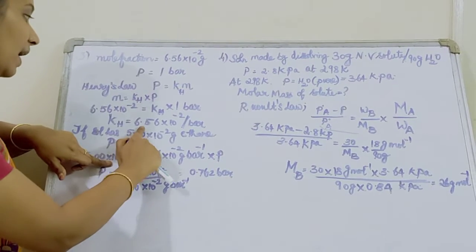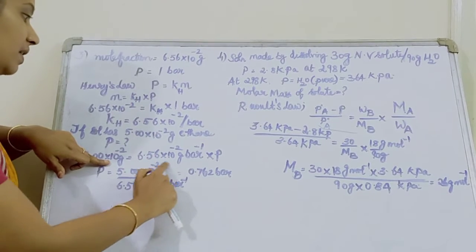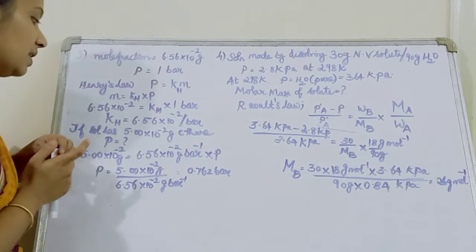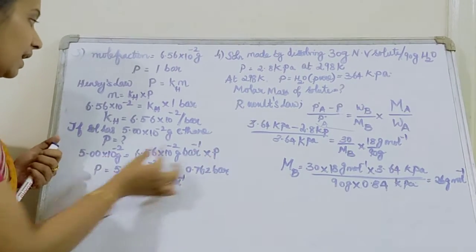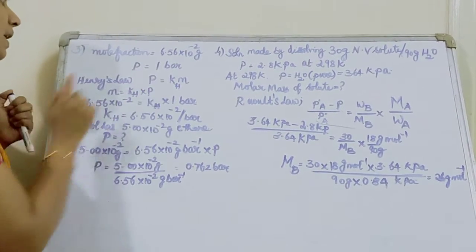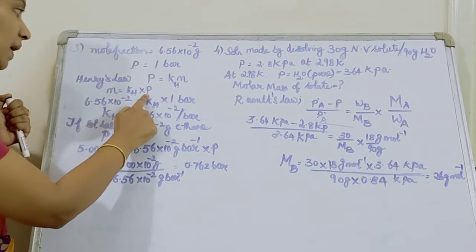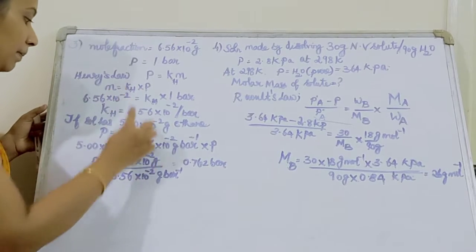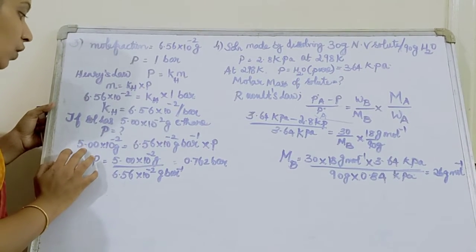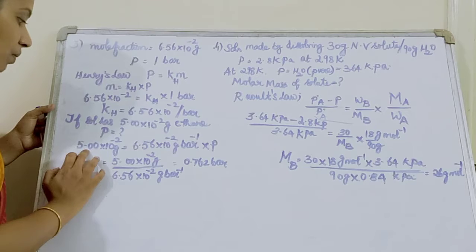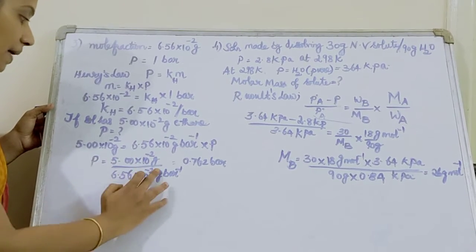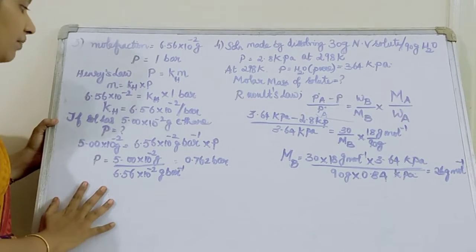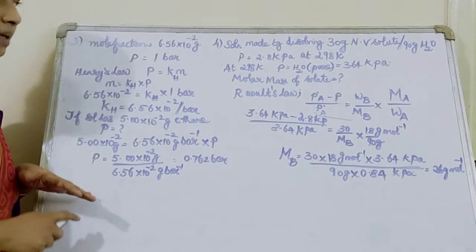Now I have calculated the value of Kh, so I have written the value of Kh. I need to calculate my partial pressure, so I have written this P. So from the equation derive P. What is P? P is equal to M by Kh. What is the value of M, which is provided in the problem as 5 into 10 power minus 2 grams, divided by Kh, which I have calculated as 6.56. So, I have got my value of partial pressure.